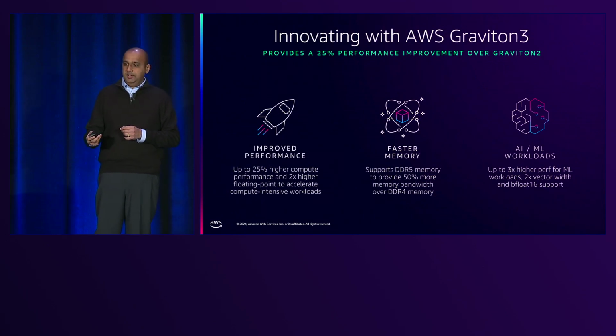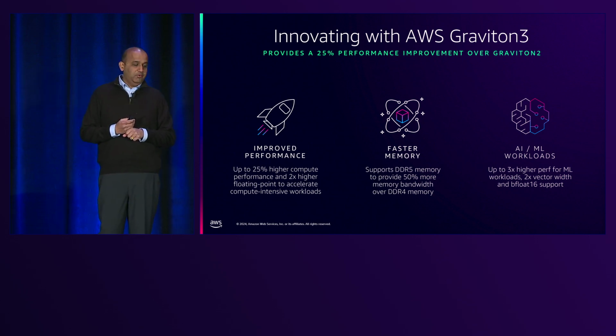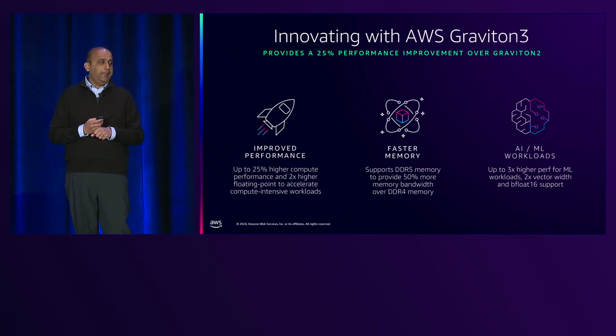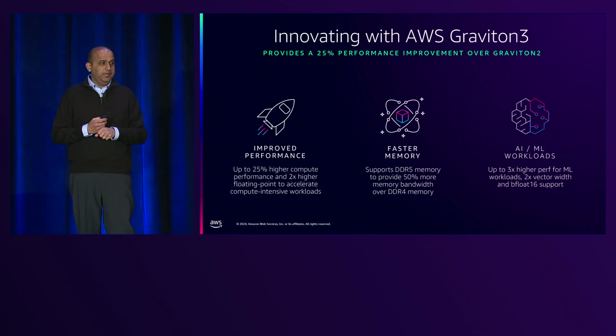Graviton 3 came 2 years later and continued to push the bar on the performance with respect to compute performance, delivering another 25% higher performance over Graviton 2, as well as delivering a 2x improvement in floating point performance over Graviton 2. Graviton 3 was also the first time that we brought DDR5 memory into our data centers, delivering up to 50% more bandwidth than DDR4 memory.